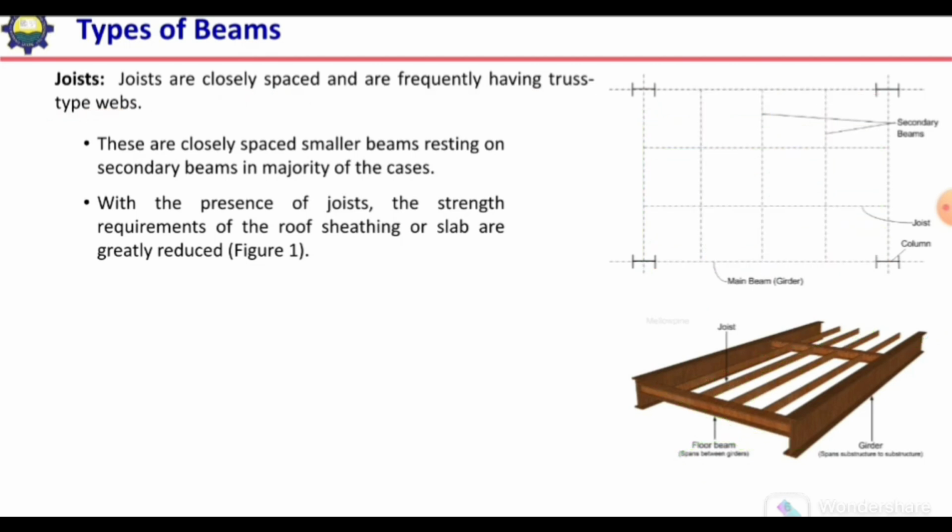The purpose of providing these joists is to minimize the strength requirement of the slab. With the presence of joists, the strength requirement of the roof sheeting or slab is greatly reduced. When we provide the joists at closer spacing, the strength requirement, or we can say the thickness requirement, of the slab is significantly reduced because of the lesser span. Here the span of the slab will be only this one.